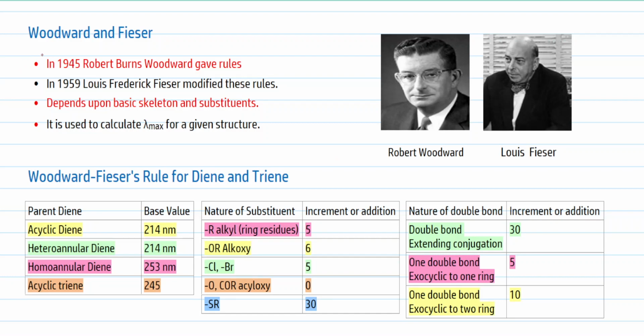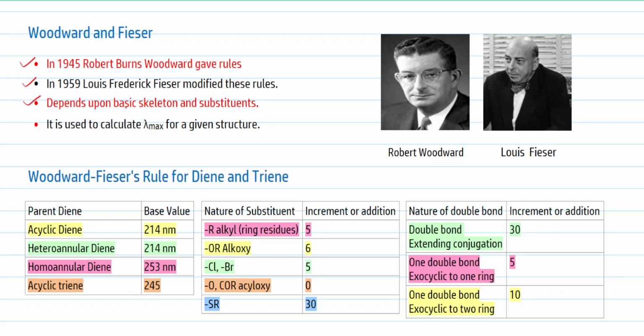In 1945, Robert Woodward gave an empirical rule by correlating the lambda max values with the molecular structure. These rules were modified by Louis Fieser in 1959. These are the two scientists, Robert Woodward and Louis Fieser. These rules were identified by their names, therefore they are called the Woodward-Fieser rules.